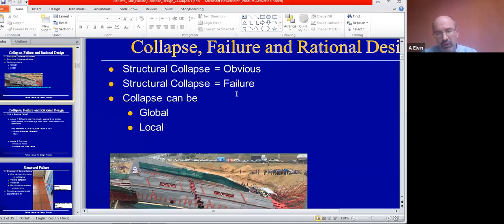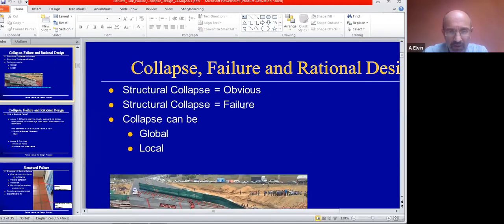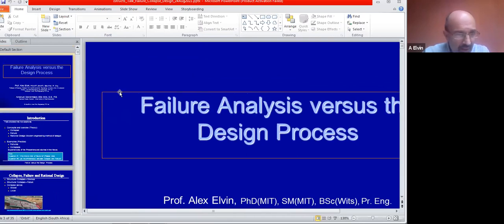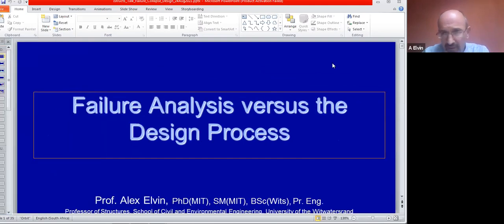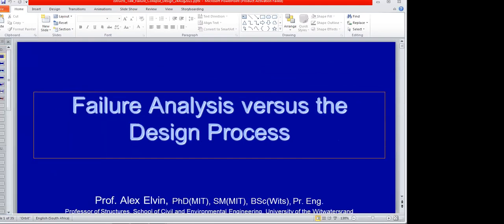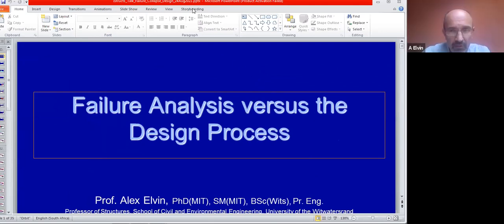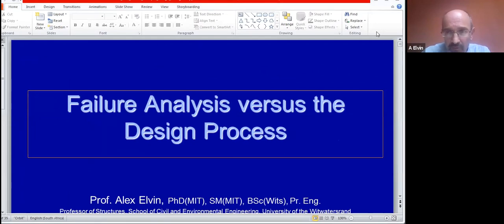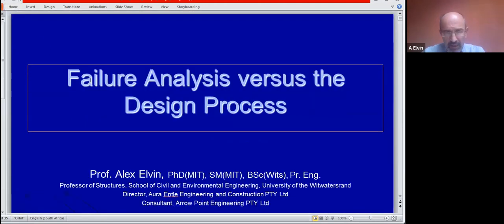Can you see that? So unfortunately, there's something wrong with compatibility and technology. We'll have to do it basically on here. Can everybody see this? In fact, I'm just going to do that. Can everybody see that? Yes, it reads failure analysis versus the design process. All right. So let's try and make this, in fact, as big as possible. And let's try and move this off. Right. Okay. I've tried to maximize my screen. Let's start again then.